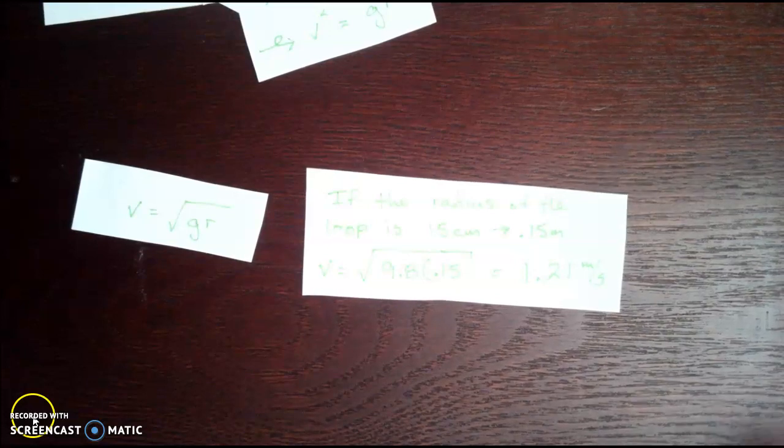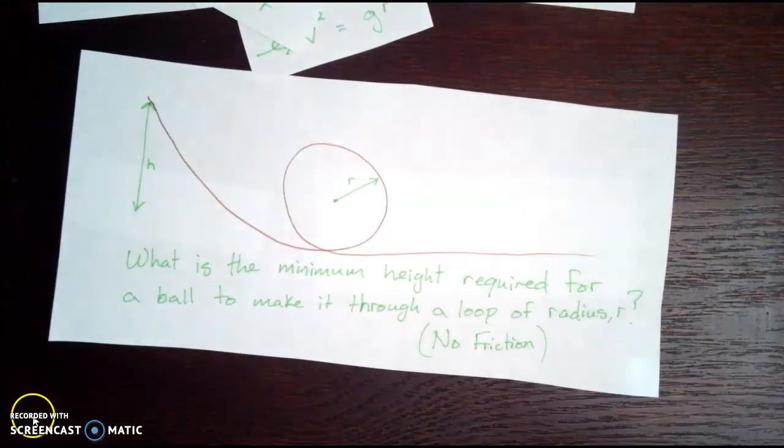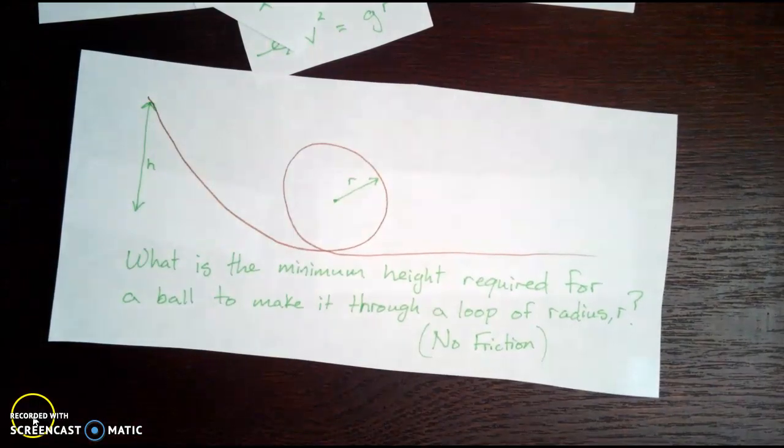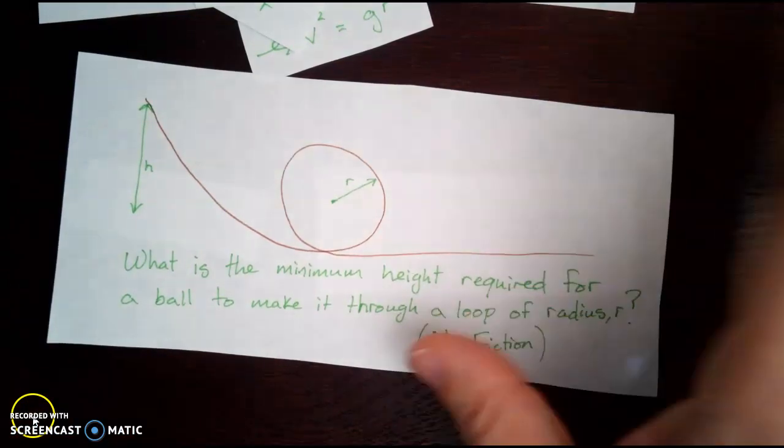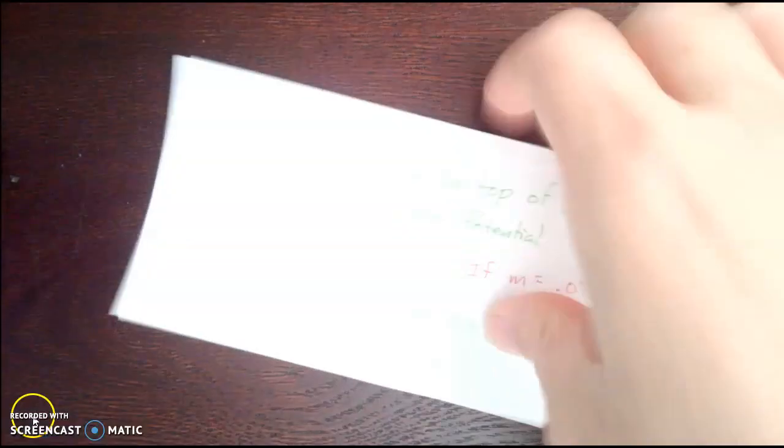Okay, so our question at the very beginning that we were trying to answer is, what's the minimum height for the ball to make it through the loop? So we found the velocity at the very top. We still need to work our way over to this height. So in order to do that, we need to do some energy stuff.